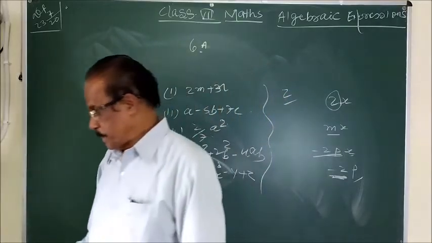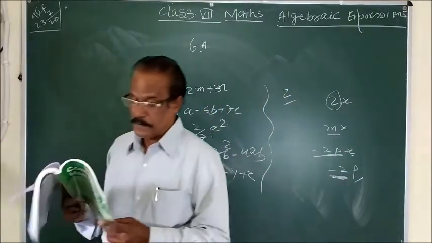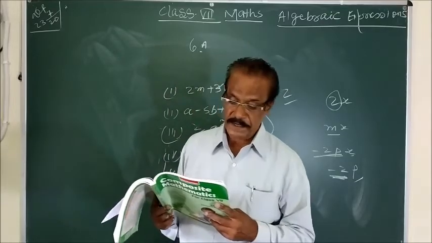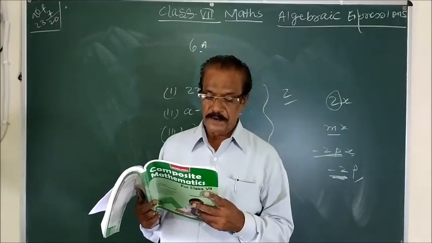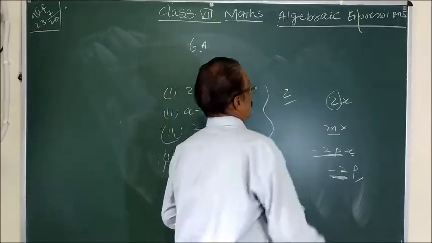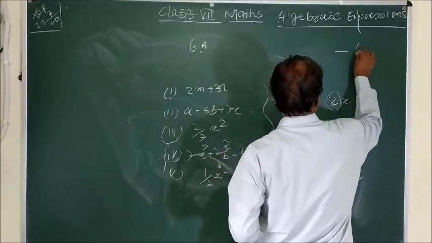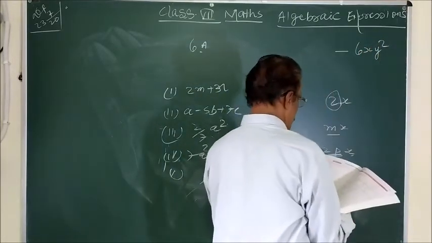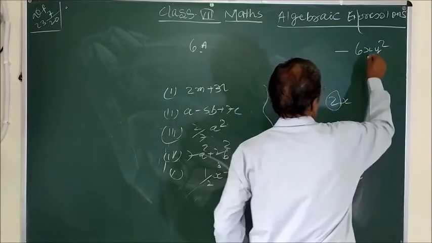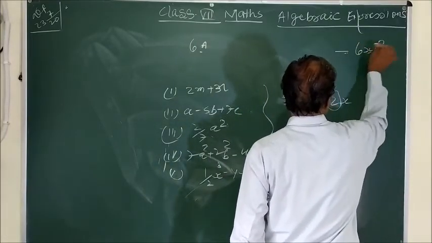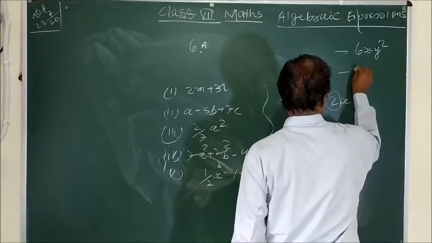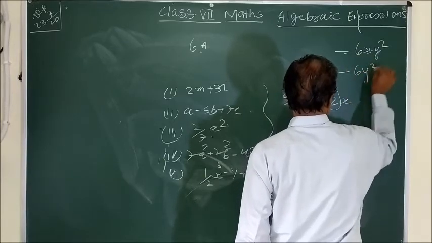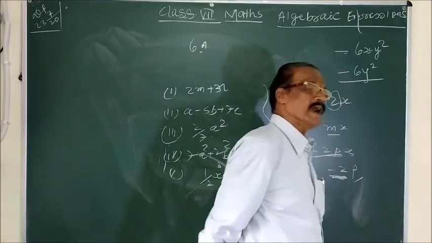So in question number 2, you will also try to solve. You have to write the coefficients. Write the coefficient of x in 6. Third again, minus 6xy squared. What is the coefficient of x? See, x is here, and the rest of the term is minus 6y squared. This is the coefficient of x.